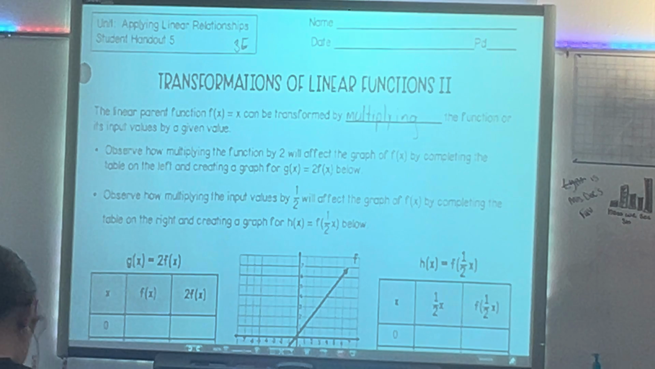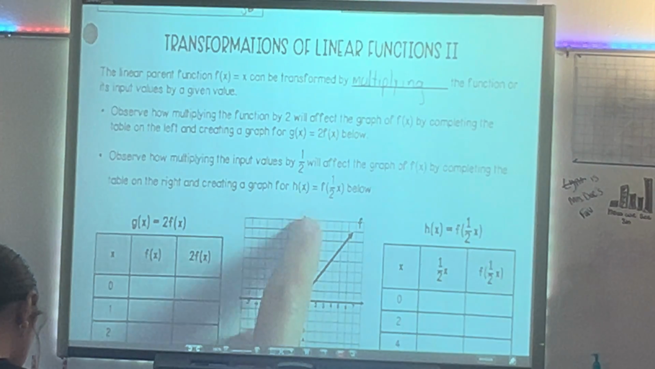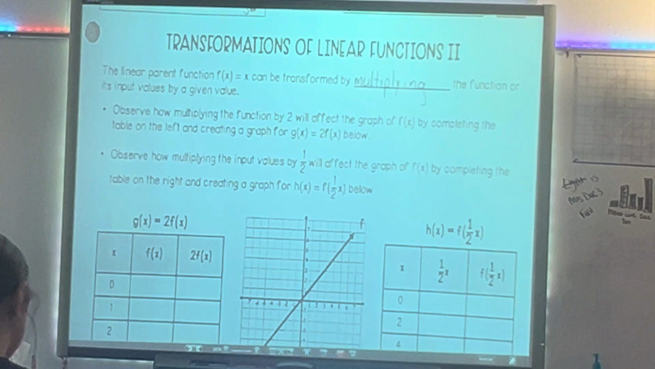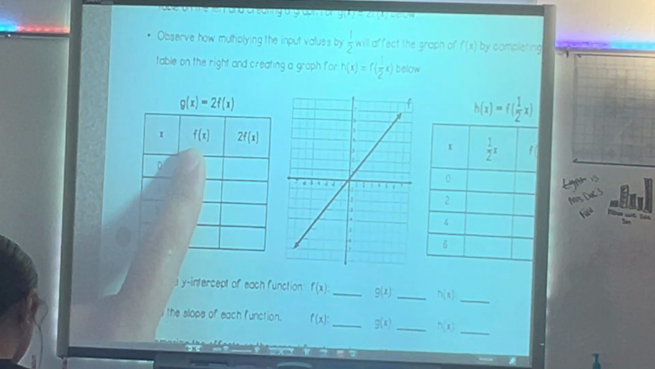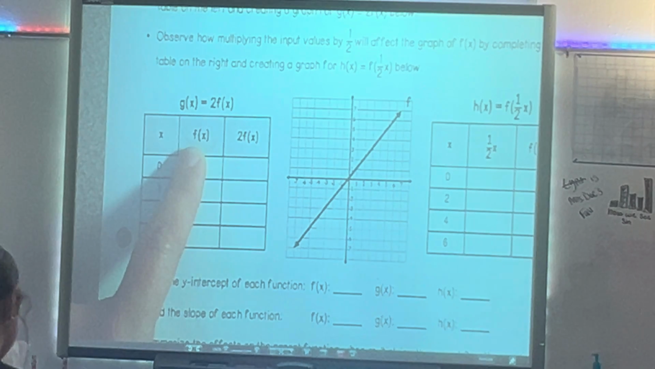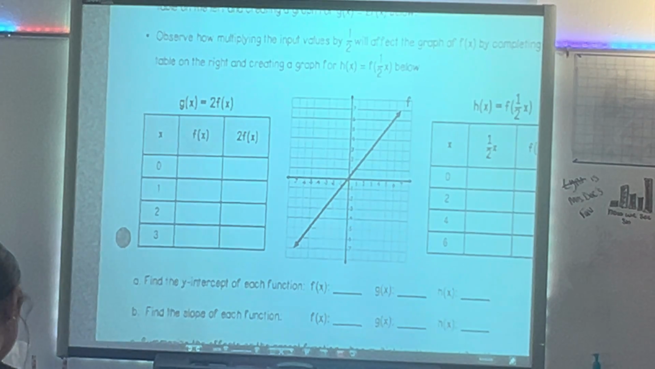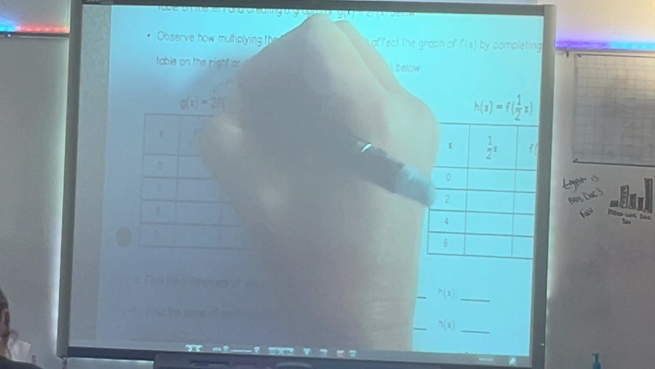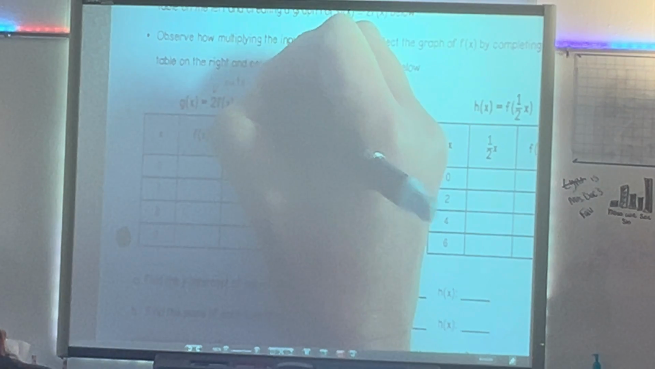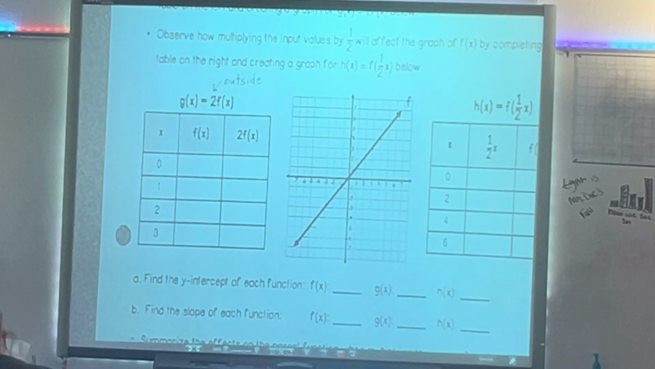Alright, so it says observe how multiplying the function by 2 will affect the graph of f of x by completing the table on the left and creating the graph over here. So I'm going to use some color to do that just so we can see the different ones. Here's my function f of x, which is just x, and I multiply it times 2. So if you notice right here, this 2 out here is on the outside. It matters where it's located. Just like on the translations, it matters where it's located.